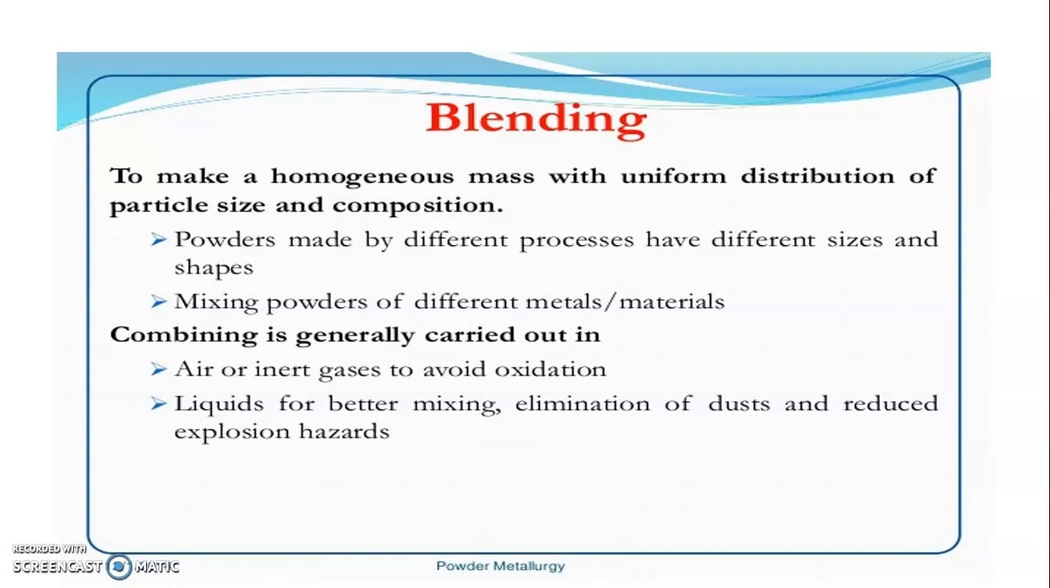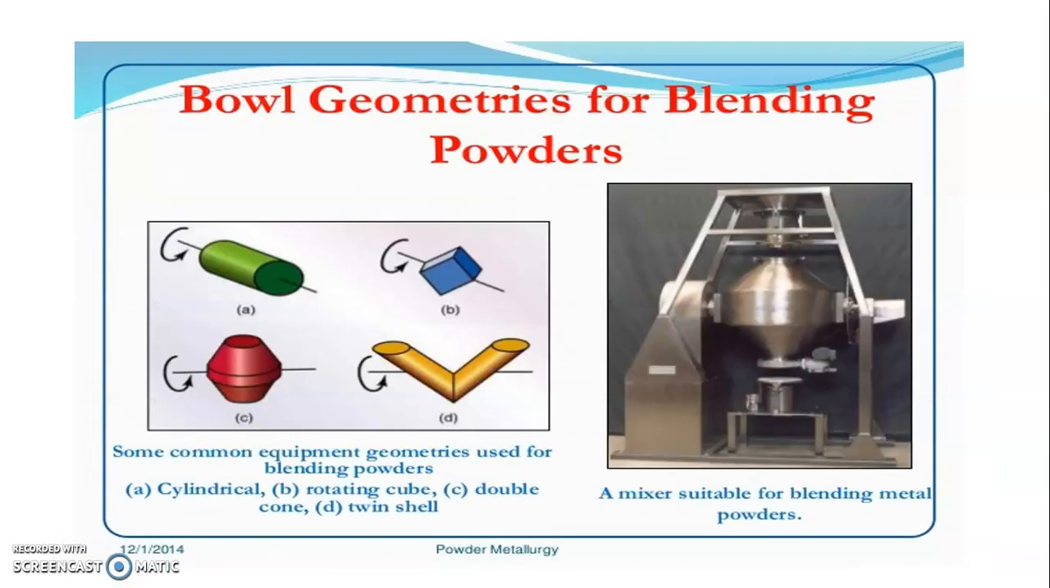Here the powders are made by different processes and have different sizes. We already saw the different powder sizes. They will be made into a homogeneous mass, with different sizes and shapes, by mixing powders of different metals and materials. Blending is generally carried out in air or inert gas to avoid oxidation, or with liquids for better mixing, elimination of dusts and reduced explosion hazard.